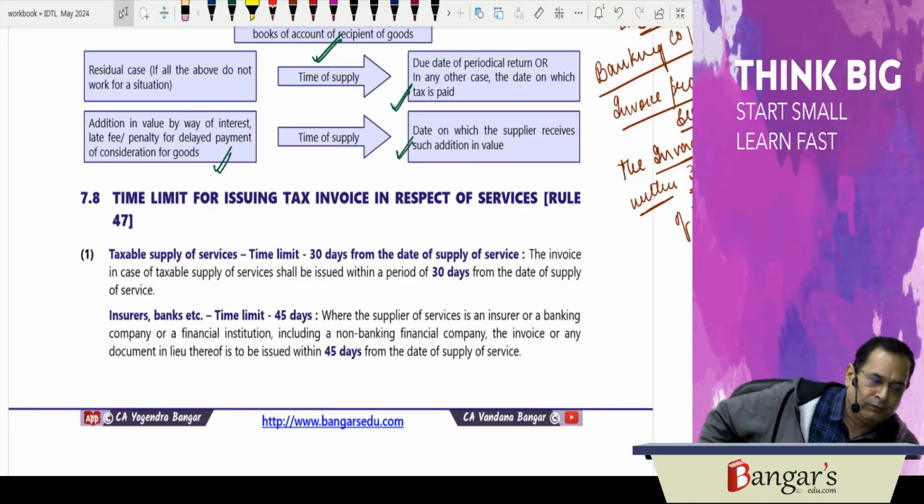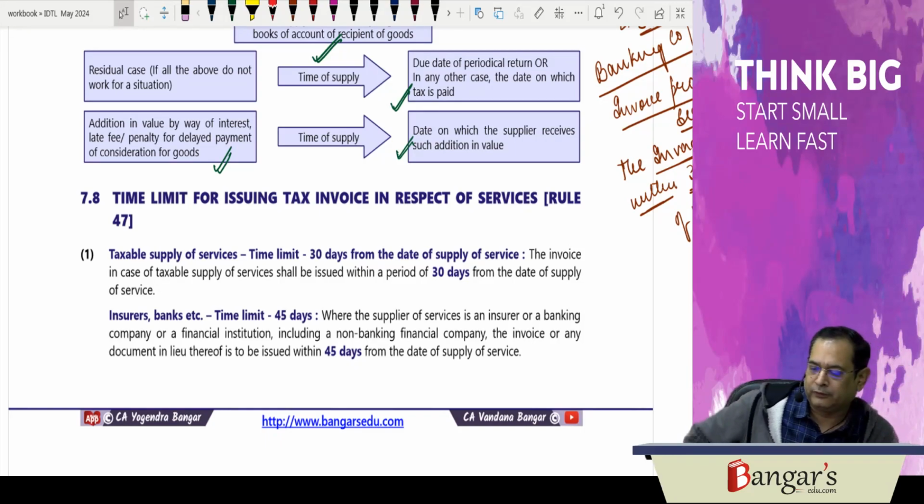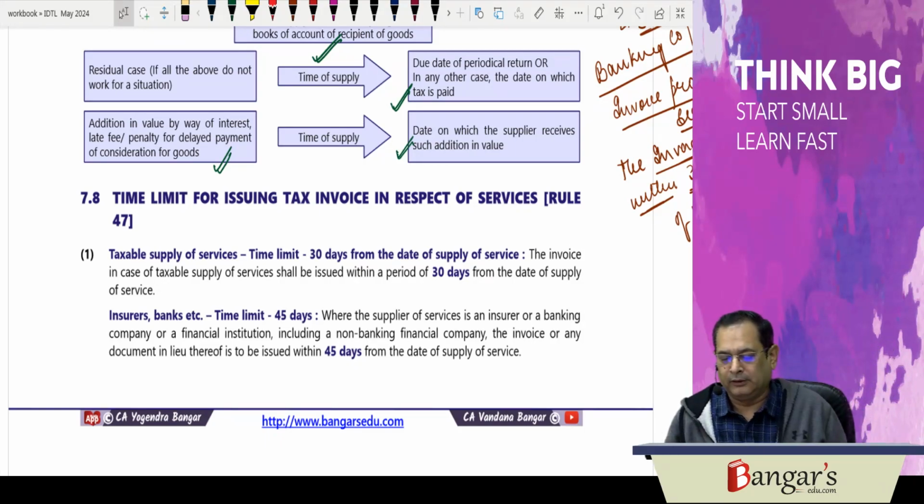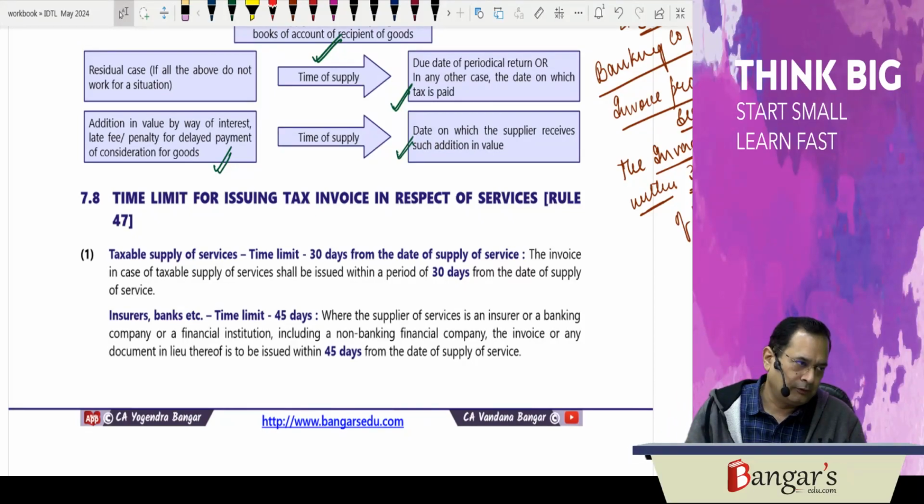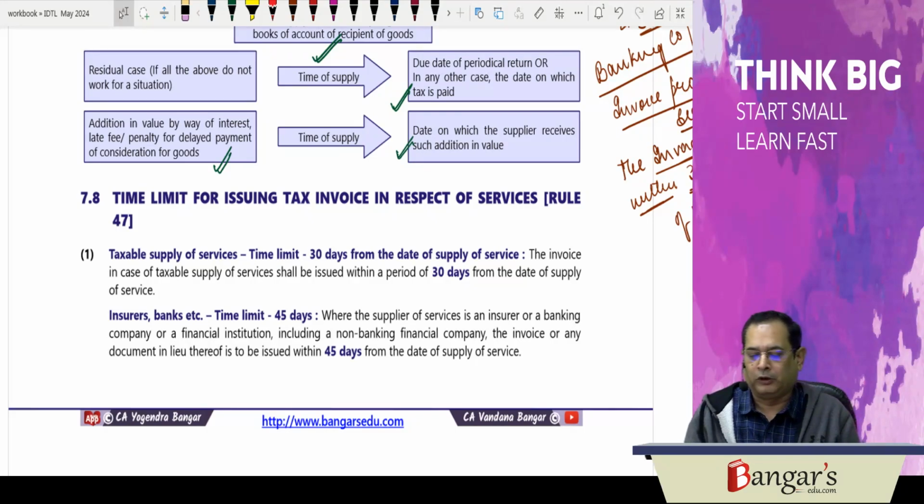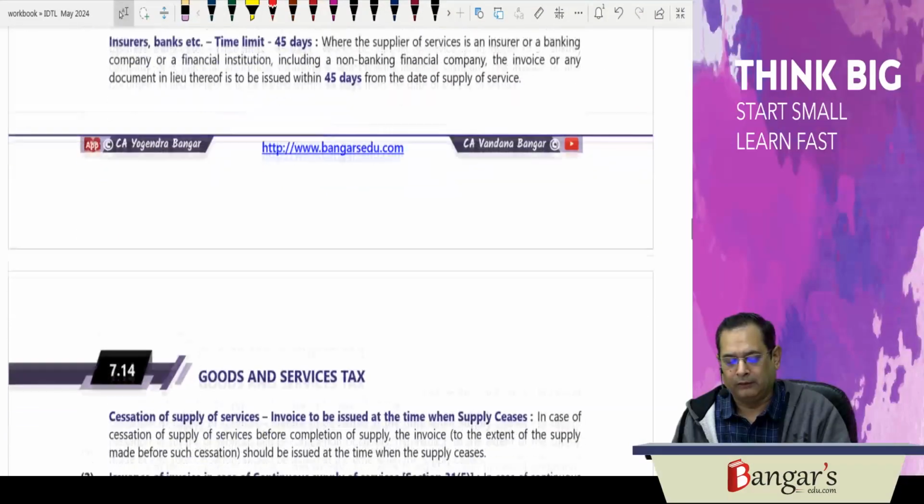30 days from the date of supply of service. And where the supplier of service is an insurer, or a banking company, or a financial institution, including NBFC, the invoice or the document in lieu thereof, because they can issue other documents also, must be issued within 45 days from the date of supply of service.